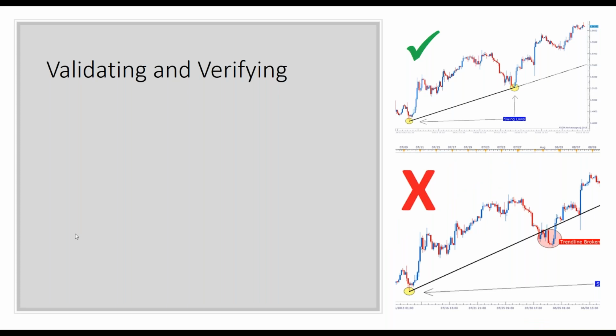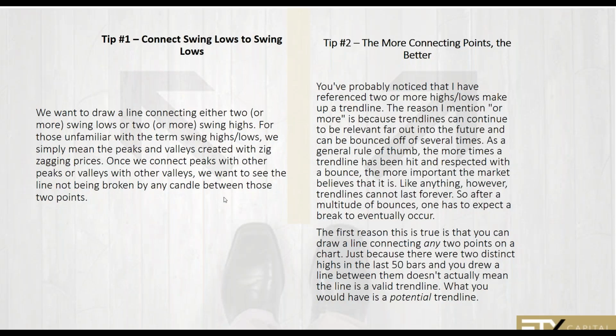So number one, you have to make sure you're drawing them correctly, because a lot of times our eye would have liked to draw this one below because it looks like, oh, that's how that asset's moving. But you cannot have that violation. So your proper trend line would have been here where the check mark is. So remember, we want to connect swing lows to swing lows or swing highs to swing highs. The more connecting points, the better. The more times that prices approach that trend line and not violate it, the more valid it is.